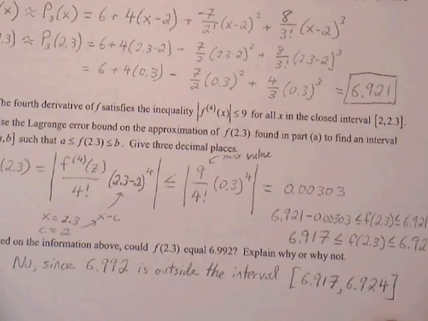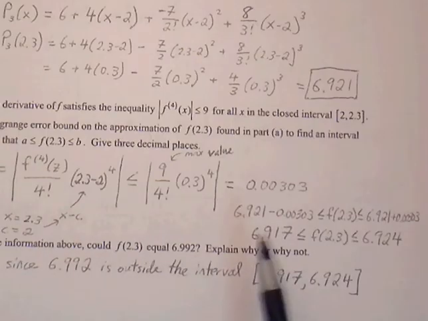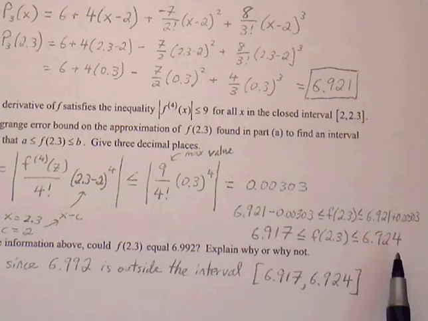Okay, so based on this information that we found, could f of 2.3 equal 6.992? Well, let's compare with our bound here. 6.992 sits outside of our range. So we can say 6.992 is outside the interval, and therefore it cannot be equal to f of 2.3.